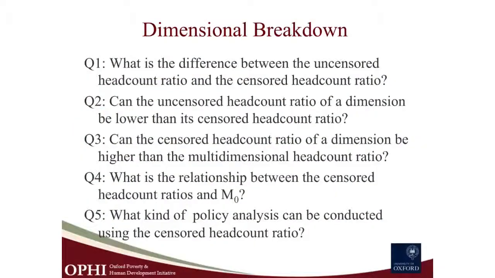Question 3: can the censored headcount ratio of a dimension be higher than the multidimensional headcount ratio, not the adjusted headcount ratio, the multidimensional headcount ratio? Can the censored headcount ratio of a dimension be higher than the multidimensional headcount ratio? Please raise your hand who thinks yes. Could you please explain why?